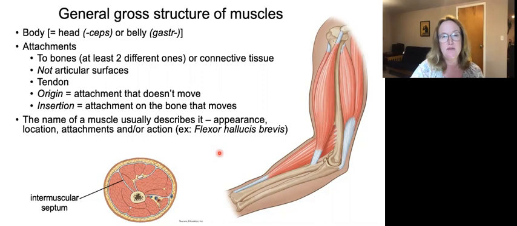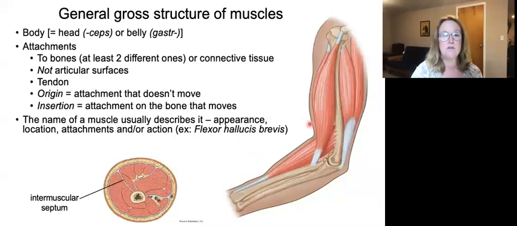I think that there is another lecture that you'll see that's all about this topic. But in general, be aware that the name of a muscle usually describes it, either its appearance or its location, or its attachments, or its action, or some combination of all of those things. For example, brachioradialis here, brachial refers to the humerus, and radialis obviously refers to the radius.